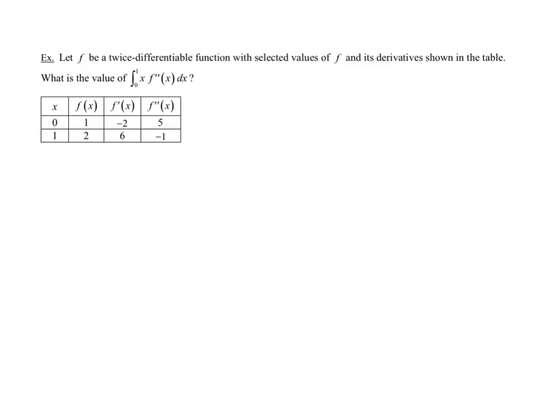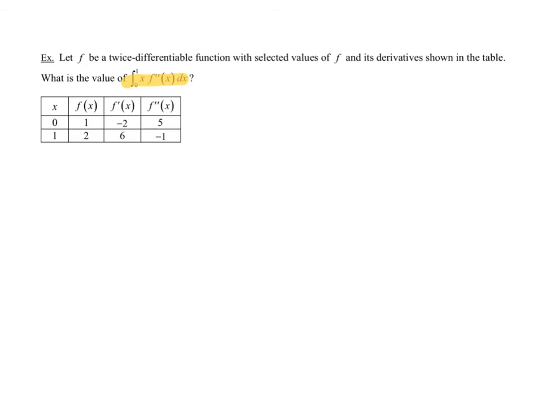So basically, if you look at this integral, the integral from 0 to 1 of x f double prime of x, what I notice is that that is a product of two different kinds of functions, x and f double prime of x, and I don't really know a lot about f double prime of x other than what they tell me in the table. And so since it's a product, I'm thinking that it could possibly be an integration by parts problem. So I'm going to choose a u and a dv based on what I have in the question.